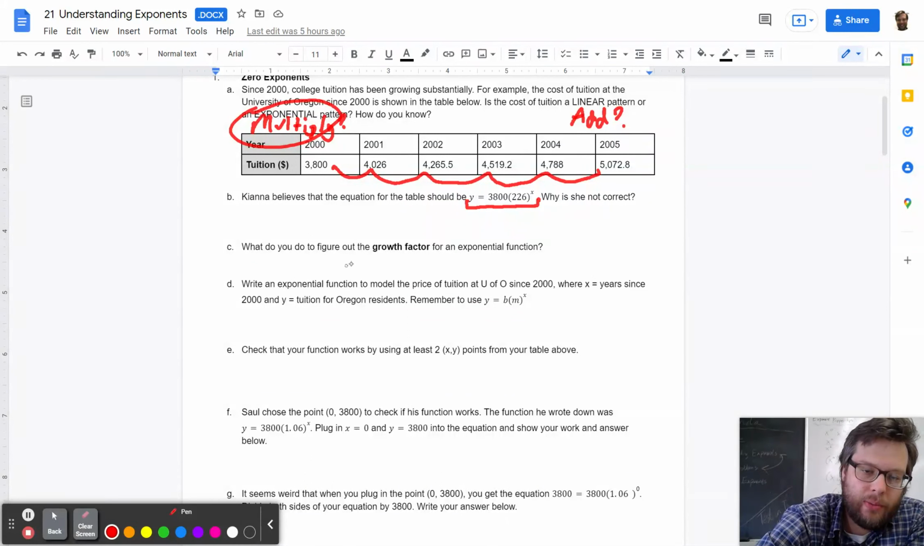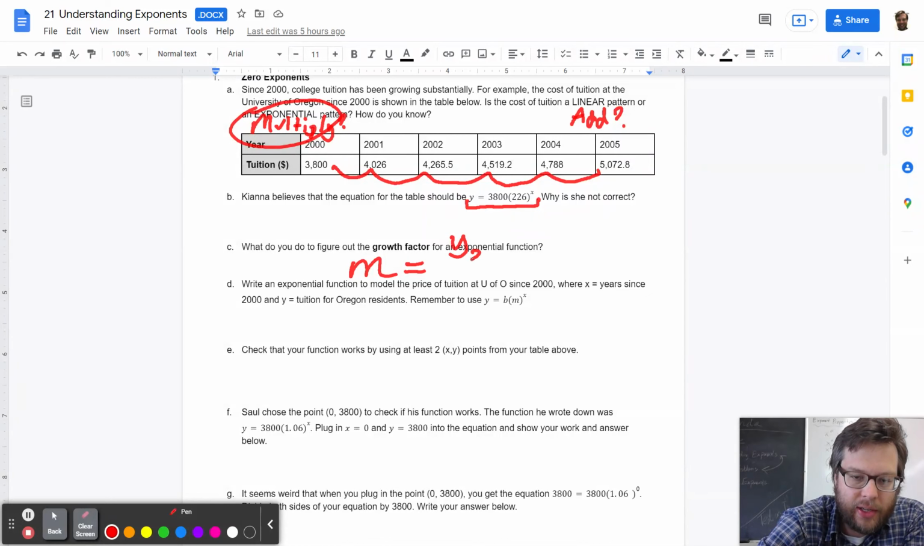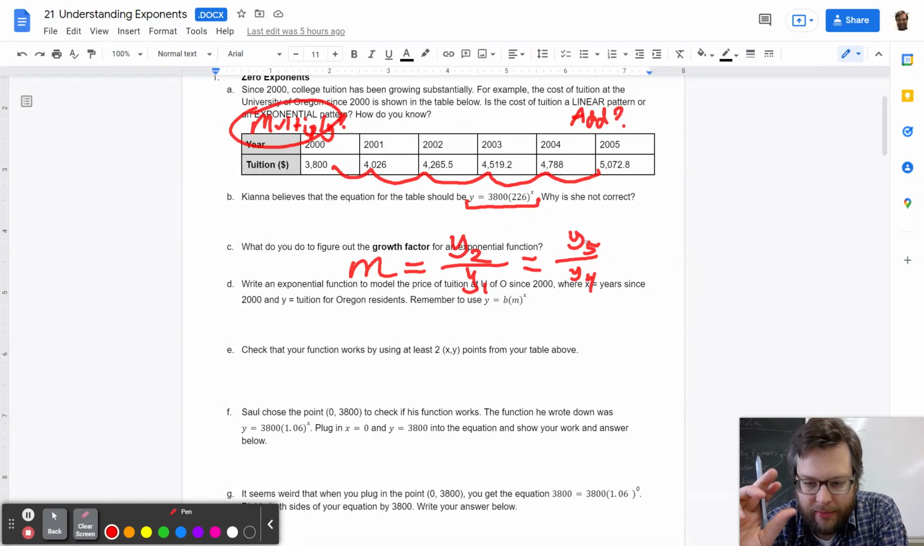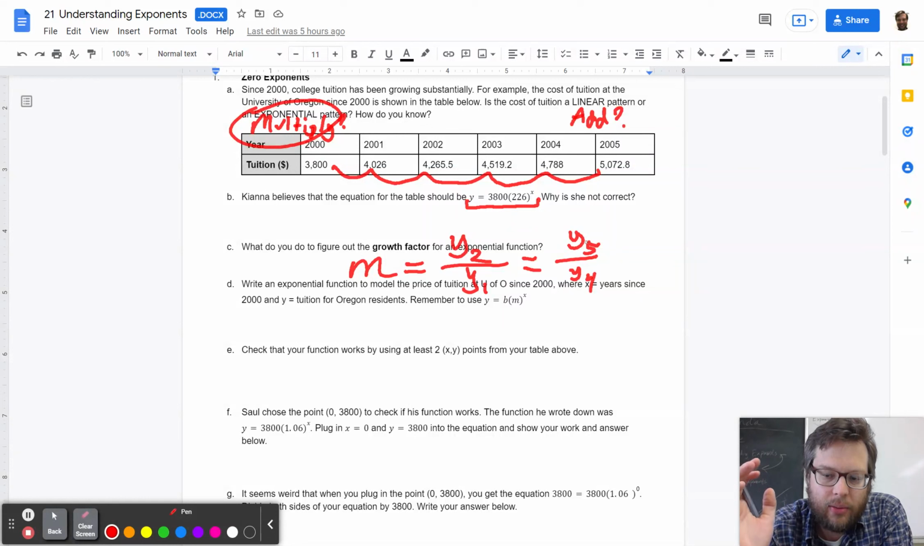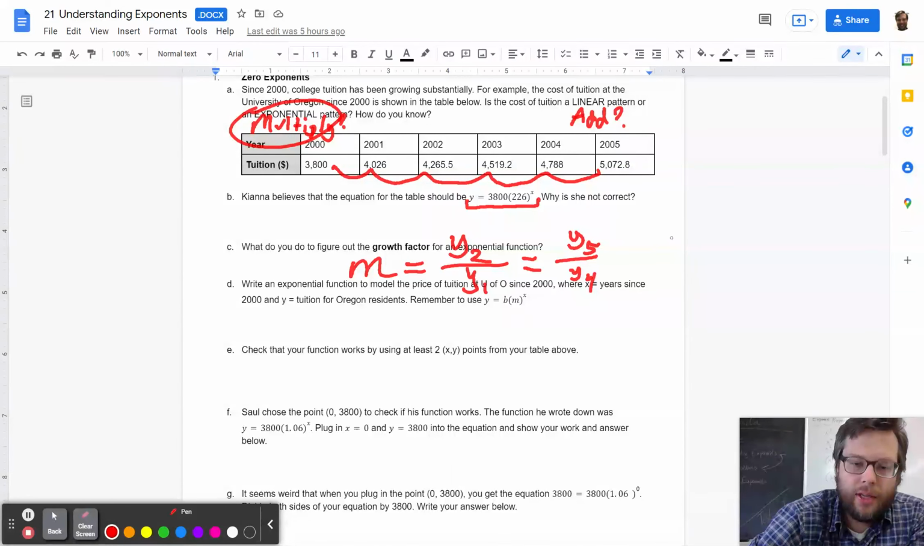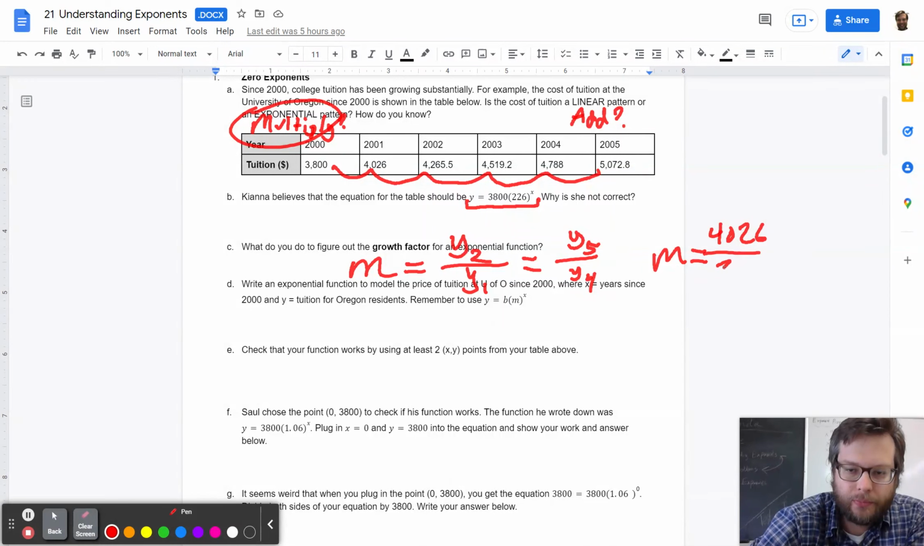Part C is really important: you want to figure out the growth factor by dividing any two consecutive y values. y2 divided by y1 works just fine. You could do y5 divided by y4. As long as you are doing two y values that are right next to each other, that's what consecutive means, and it's the later y value divided by the earlier y value, you're good to go. So for this pattern, your m you can get by going 4,026 divided by 3,800, and if you round that off, you get 1.06.